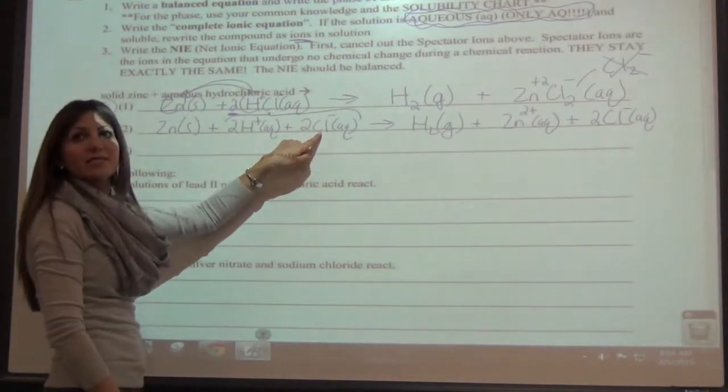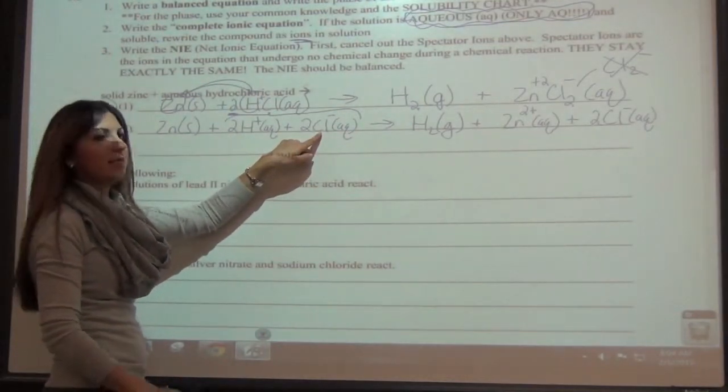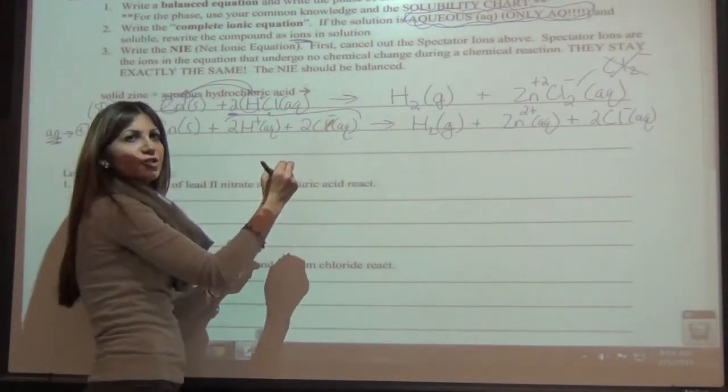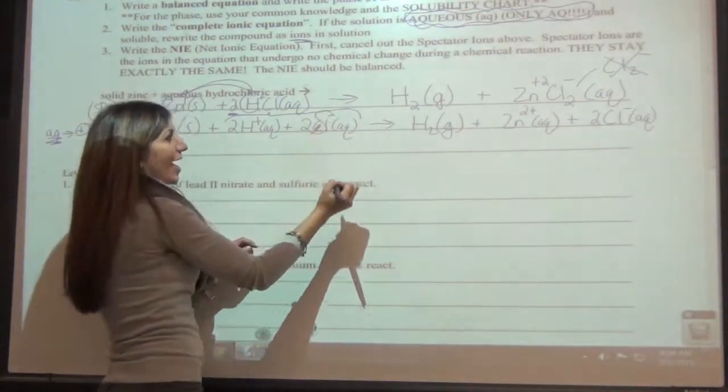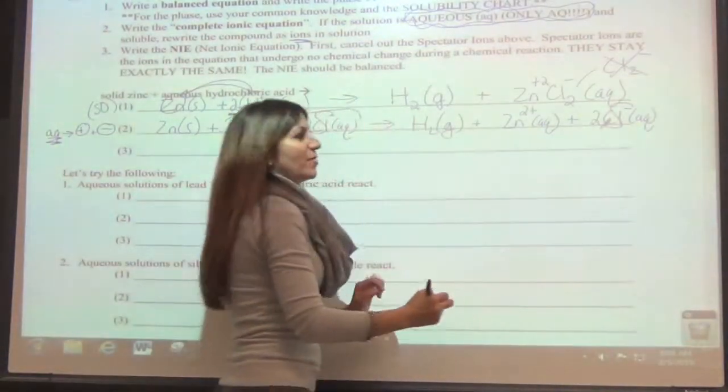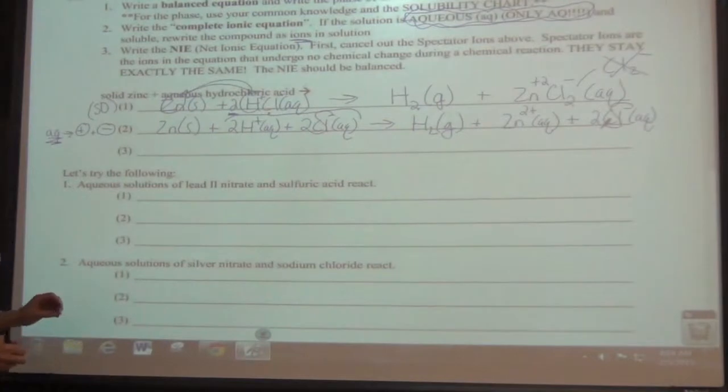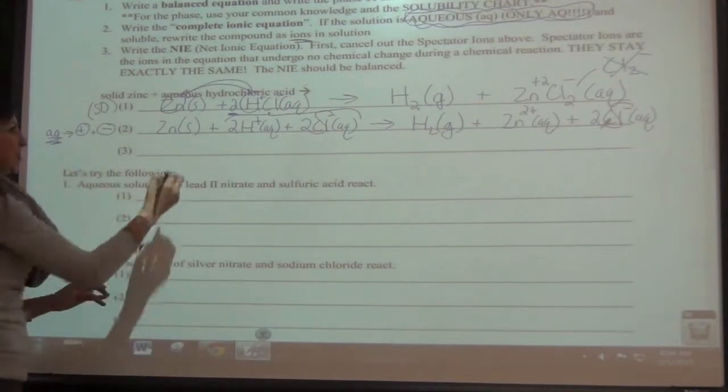What about Cl minus? Stays exactly the same. You can either just cross it off, or you can just do a slash. I'm just going to do a big S right through it, meaning that it's my spectator. Okay? So I'm just crossing those off. And now what you're going to do for your net ionic equation is just rewrite your equation, everything without the spectator.